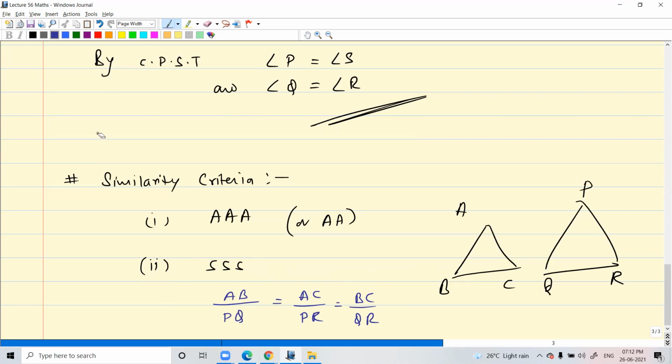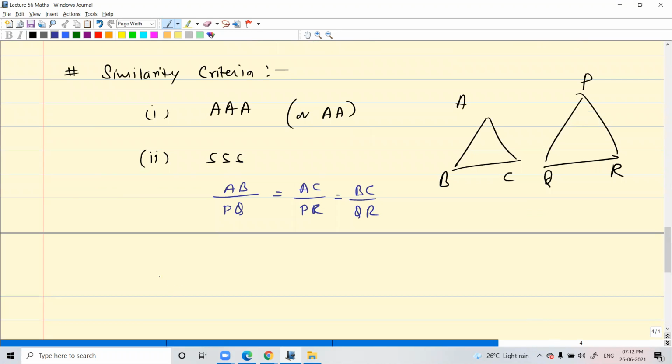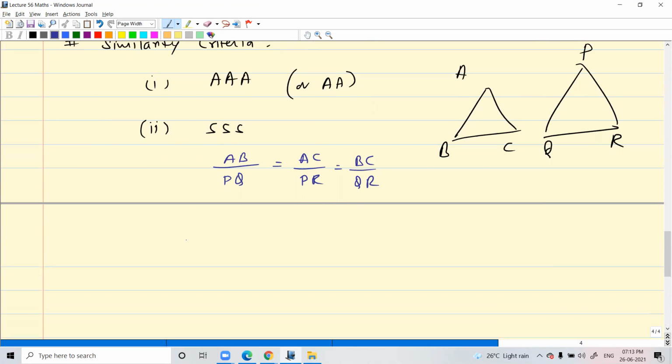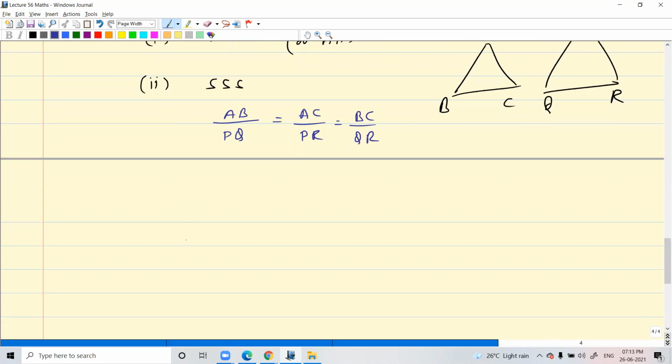AAA and AA, everyone understands, right? Angles have to be corresponding, angles have to be equal. I hope I don't have to explain this one. Is it clear to all of you? So any two angles, if you prove, you can just say that by AA criteria, the triangles will become similar.